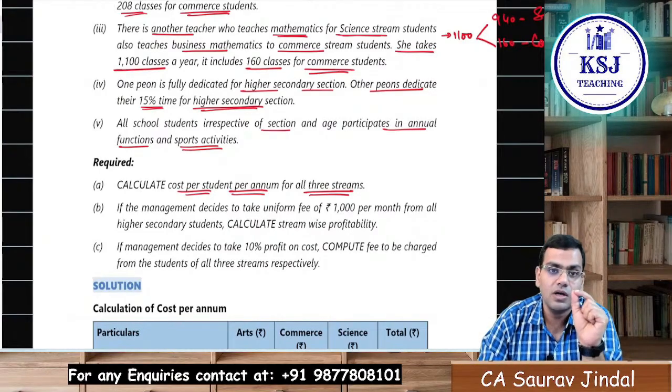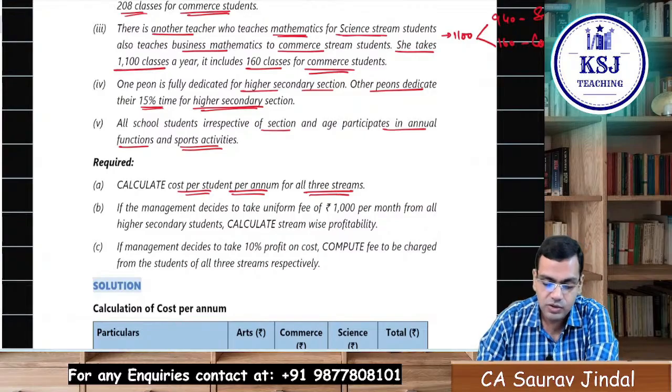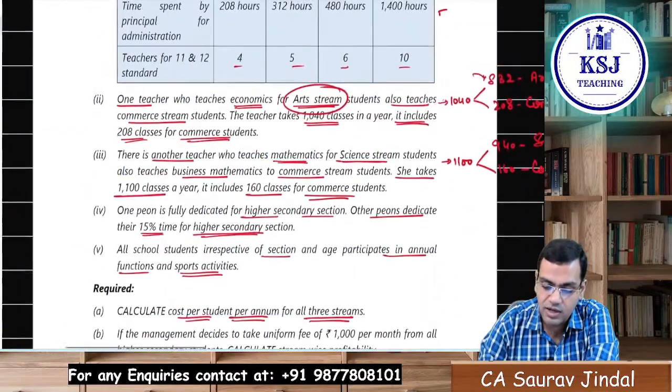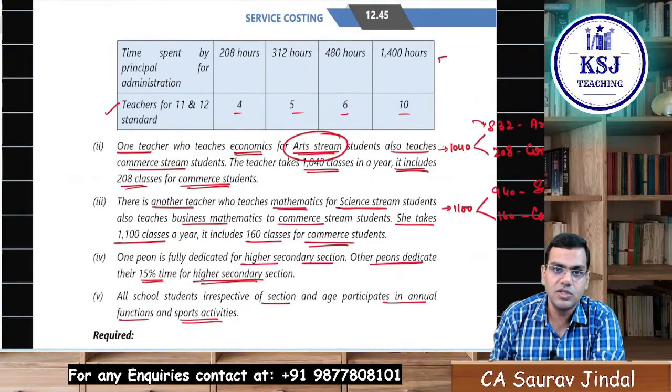That will give you the cost per student per annum, isn't it? Right now, for the cost, what are the various costs? Like the teacher's salary is there. So teacher's salary, how can we distribute? That will be distributed on the basis of number of teachers, right?